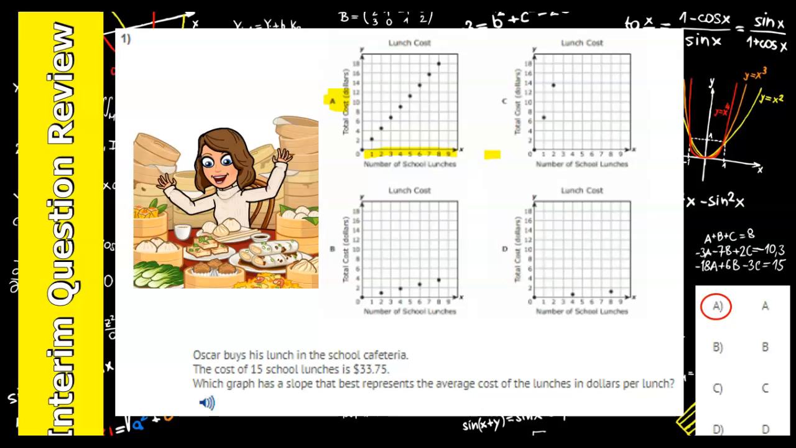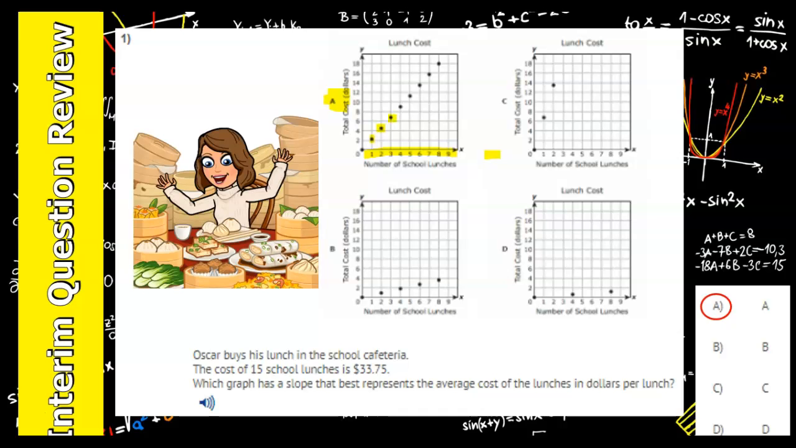And so once you have that amount, then you can see that for one lunch it's $2.25, for 2 lunches that would be $4.50, for 3 lunches that would be $6.75, and so forth.